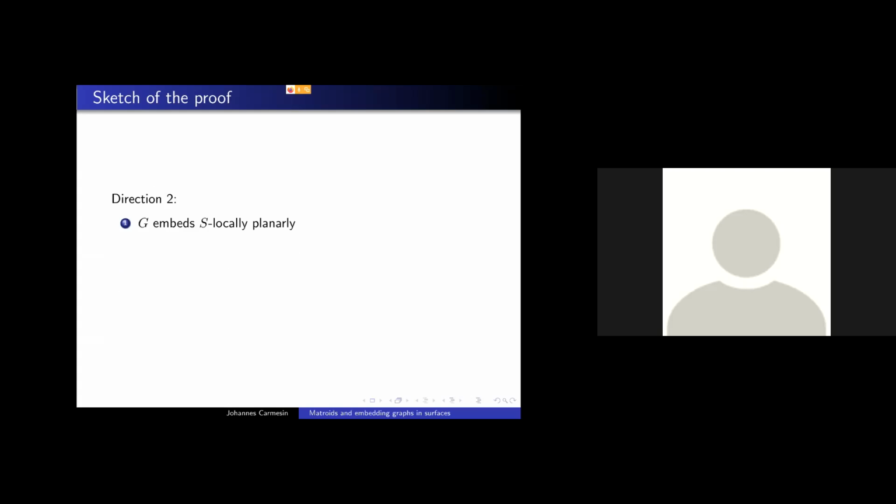Right, so let's talk about the second implication. Here you start with the graph G embedded locally planarly in some surface. And now the graph H will just be the dual graph of the embedding. So you put a vertex into each face of the embedding, and if two faces share an edge, you put an edge in the dual graph H. And if all face boundaries are short, then it's fairly easy to see that the cycle matroid of the graph H is equal to the dual matroid of the graph G.